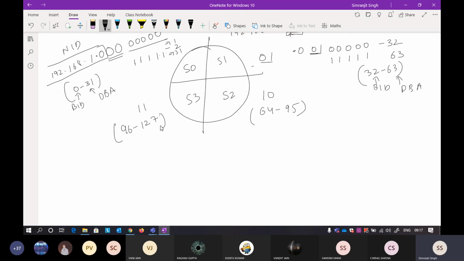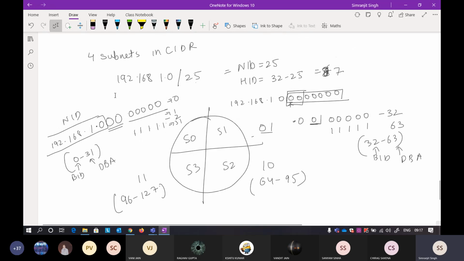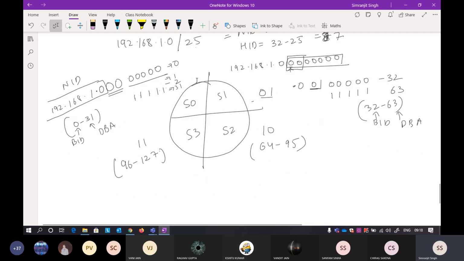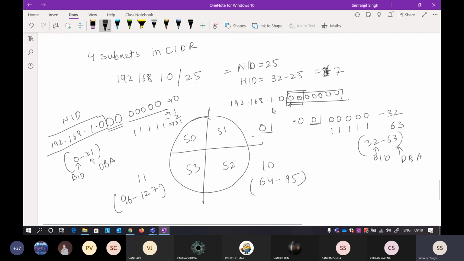So again, if you want to write a CIDR notation, for this one, the CIDR notation of the whole network is given as 192.168.1.0/25 here. It means that we have 25 bits as a network ID part. Now we have also fixed 2 bits here. We have also fixed these 2 bits as a subnet ID.